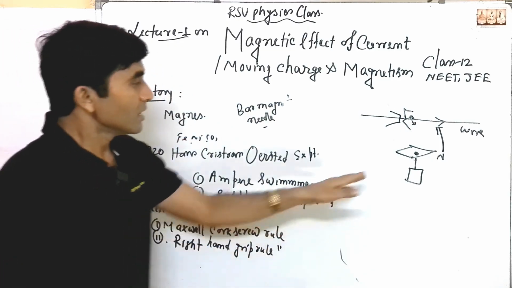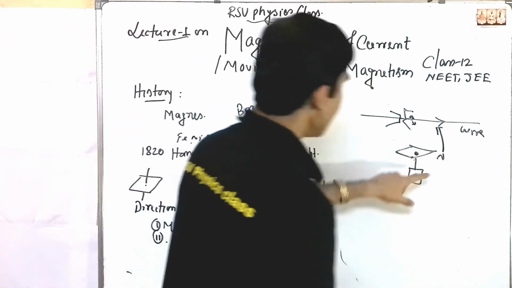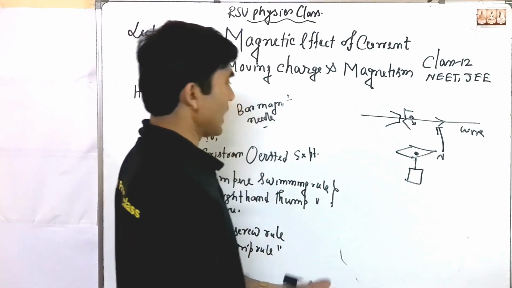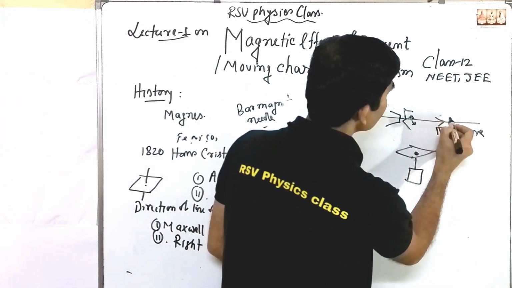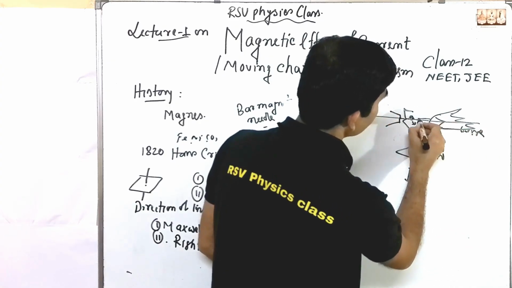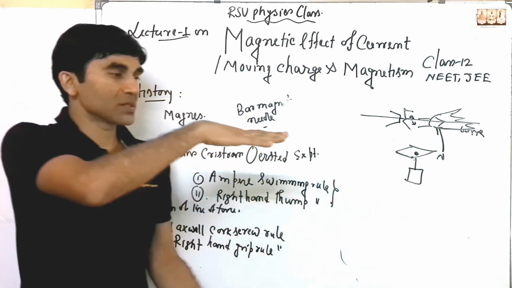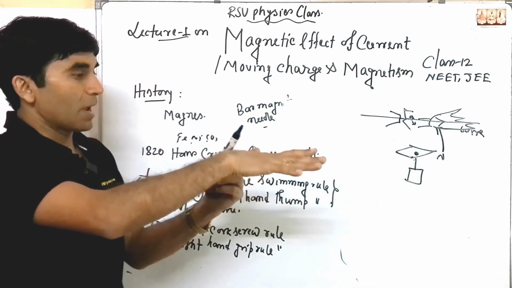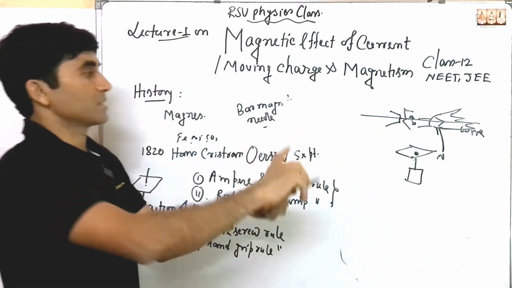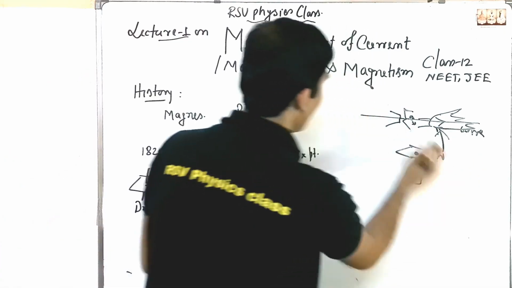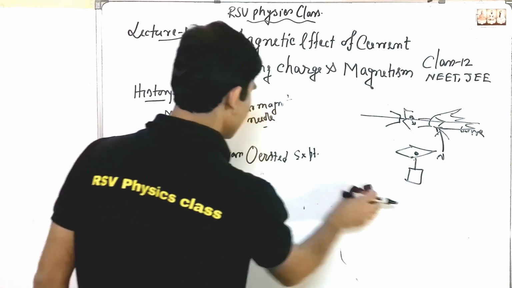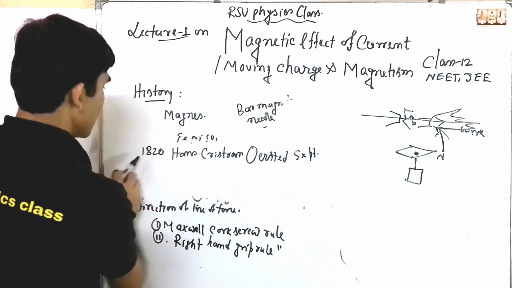Now this deflection is decided by the right hand thumb rule. It means if your thumb is here, this is your right hand thumb, then the north pole of this magnetic needle will be deflected in this direction. So these are the two rules governing and deciding the deflection of the magnetic needle. So this is the experiment.